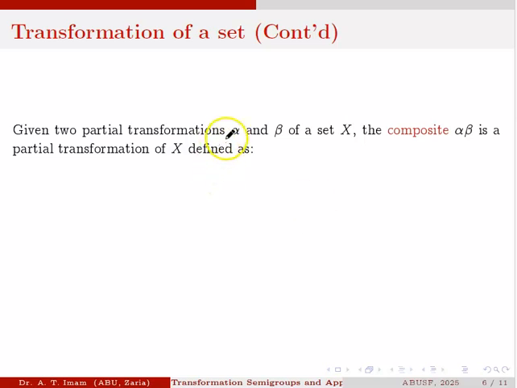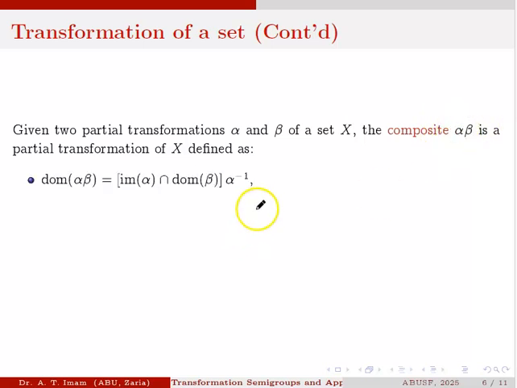So given two partial transformations alpha and beta, the composite, that is the product of alpha and beta, is again another partial transformation defined in the following way. So we choose from among all the partial transformations of the set X one that is going to satisfy the properties which I'm about to mention, to be called the composite of alpha and beta.